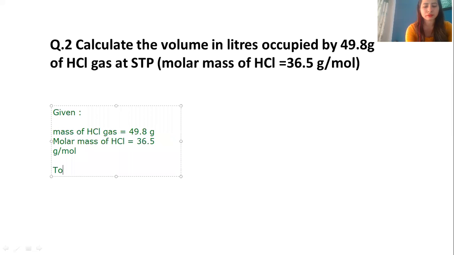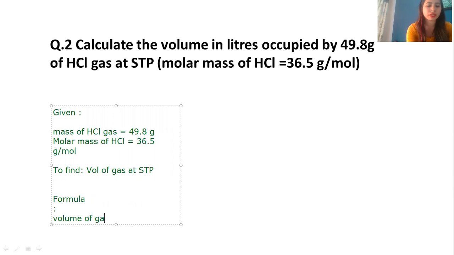What do we need to find? Same, volume of gas at STP. You know the formula for volume of gas at STP is equal to what? Yes, volume of gas at STP is equals to n into 22.414 liter. So we know n is the number of moles, which is equal to mass upon molar mass.